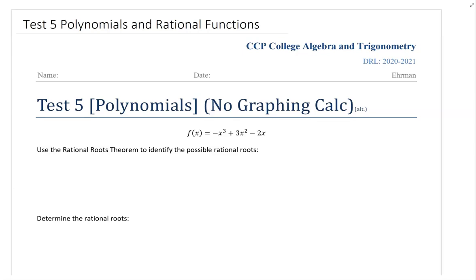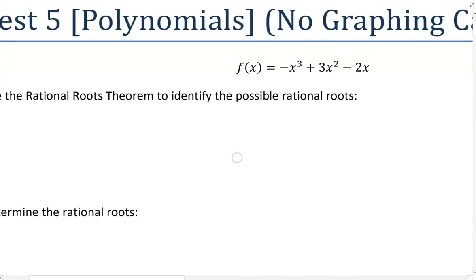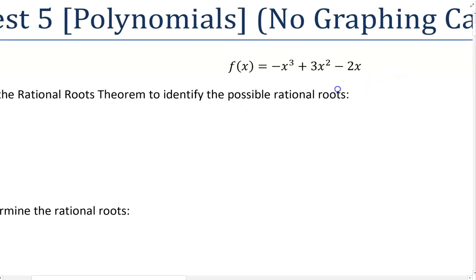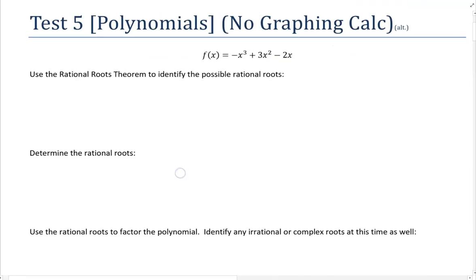Hello, in this video I'm going to go over test number 5 that was completed during the college algebra course in preparation for our final exam. Test number 5 was all about polynomial and rational functions, and for this test our only objective was to start with an equation and determine its behavior, or in other words what its graph would look like without the use of a graphing calculator.